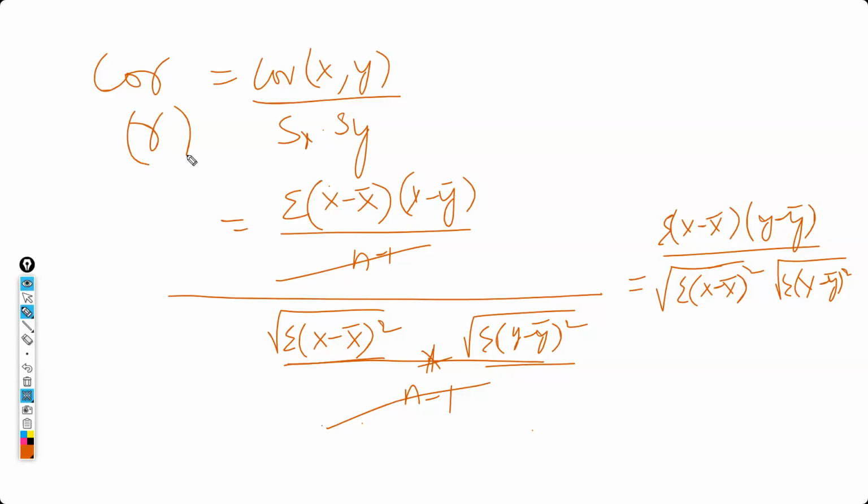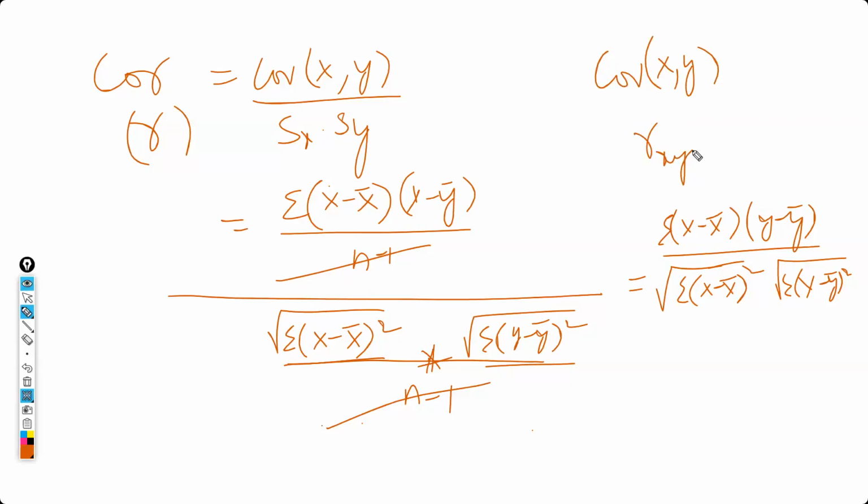Sir, what about the covariance? Covariance, the symbol is COV. We have to write COV of x comma y. For correlation, we have to write R of x comma y, R with suffix x comma y. It gives the correlation.